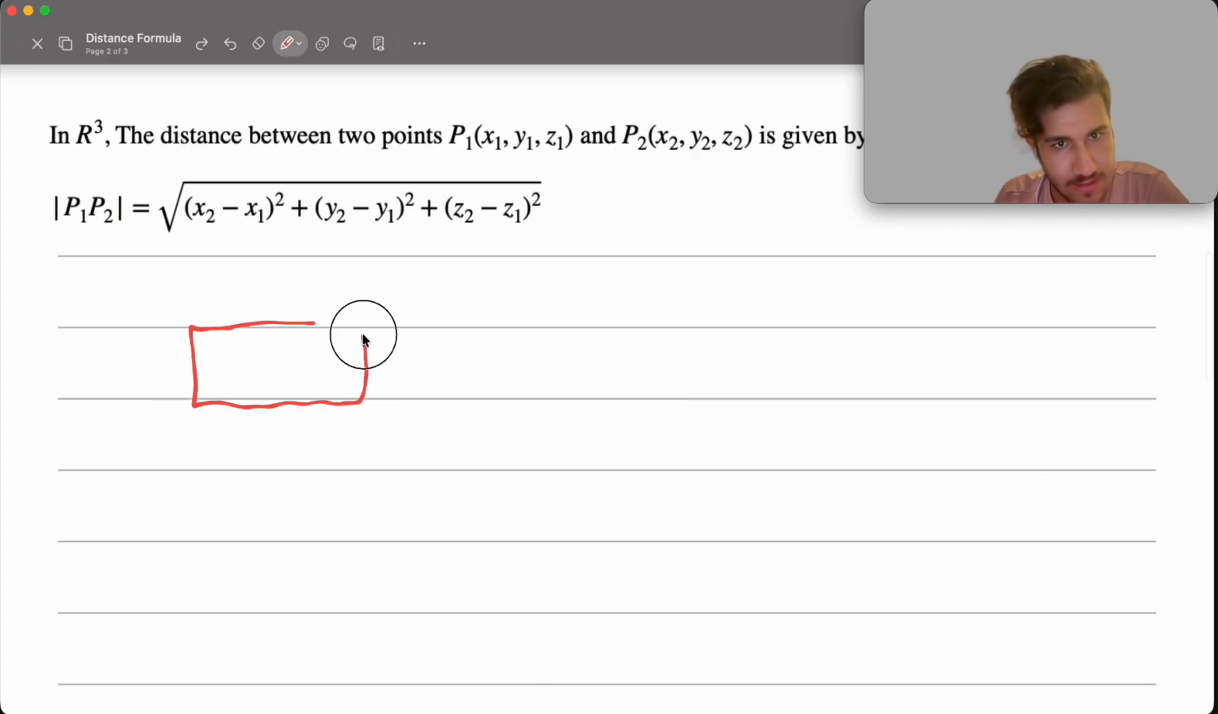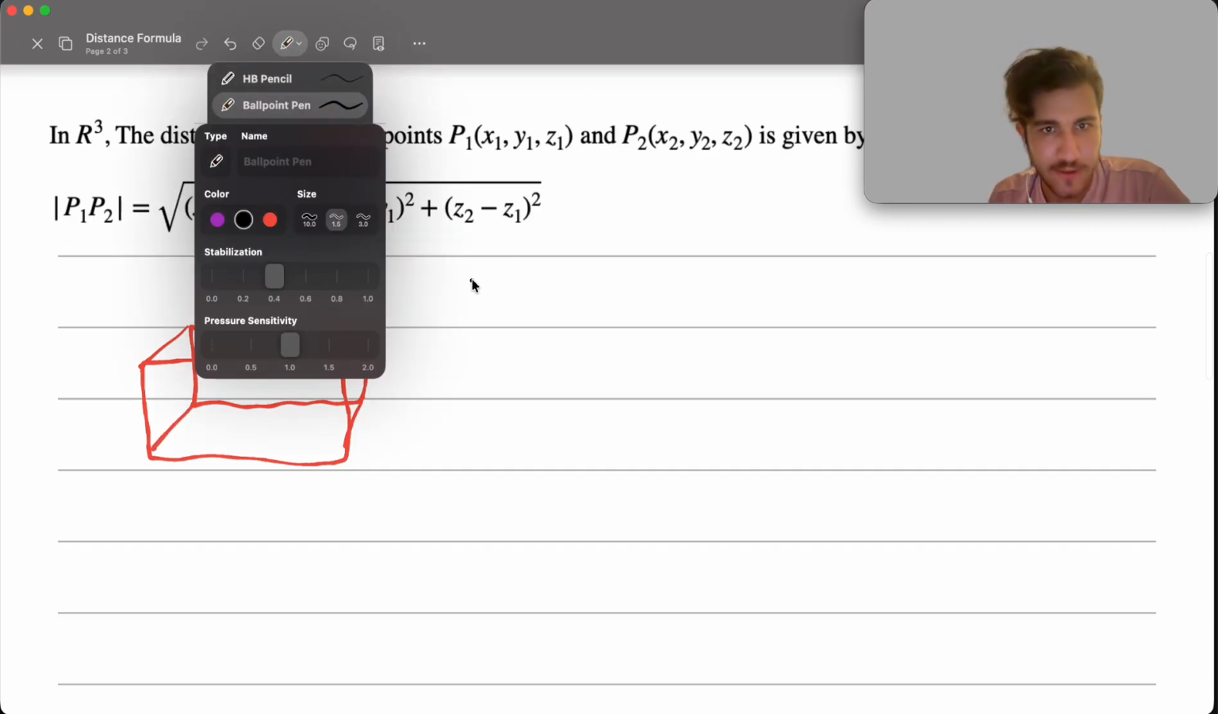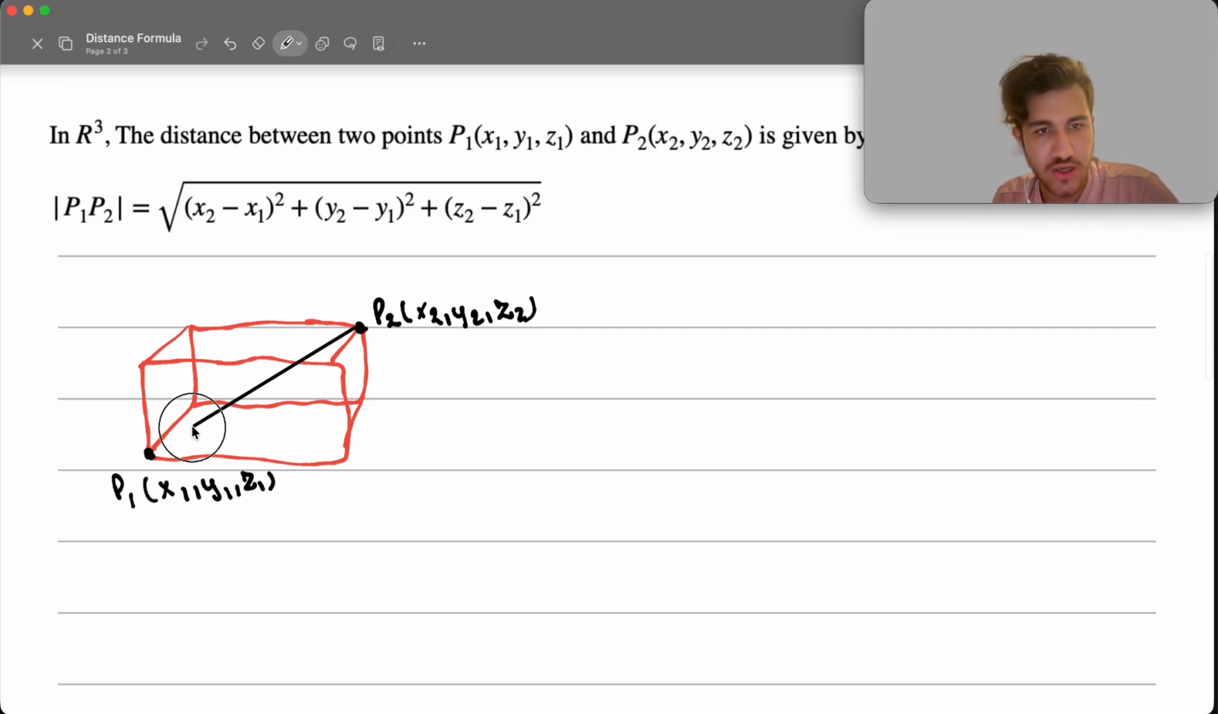So let's assume that I have a rectangular cube, or rectangular box like this guy right here. Not a nice drawing, but I tried my best. So let's say this is a point P2 with the components x2, y2, and z2, and this is the first point P1 with the components x1, y1, and z1. Then the distance between those 2 points is the length d, which connects the points P1 to P2.